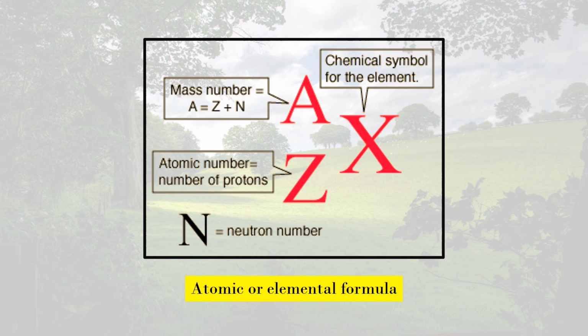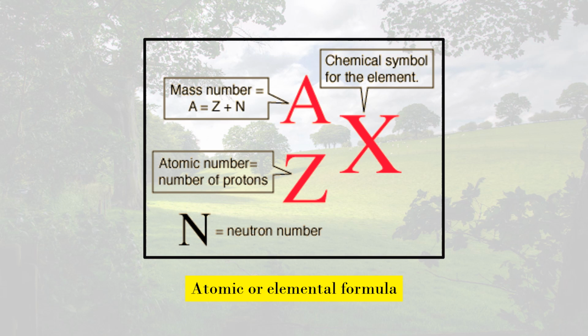Now we will learn how to write an atomic formula or elemental formula. Here we can see X, A, Z. X represents the chemical symbol of the element, A represents the mass number, and Z represents the atomic number. Here the atomic number is basically the number of protons in the atom, and the mass number is the summation of the number of protons plus the number of neutrons.